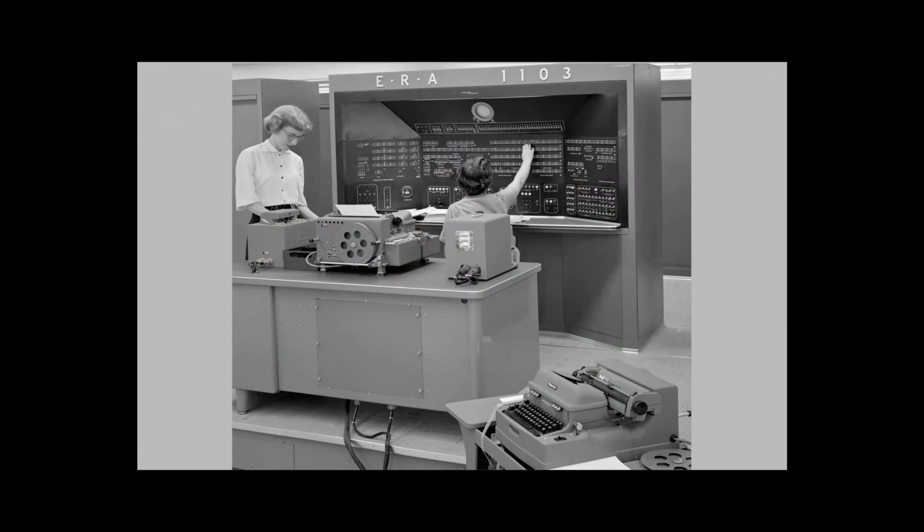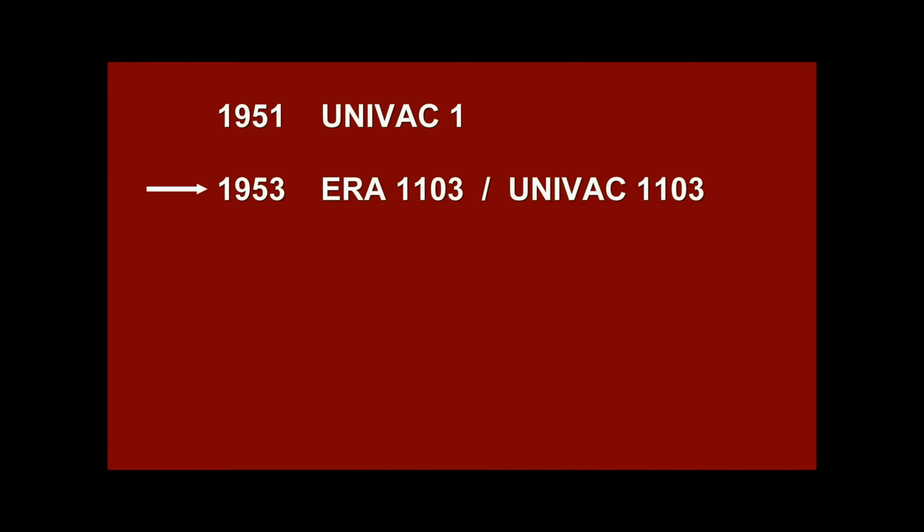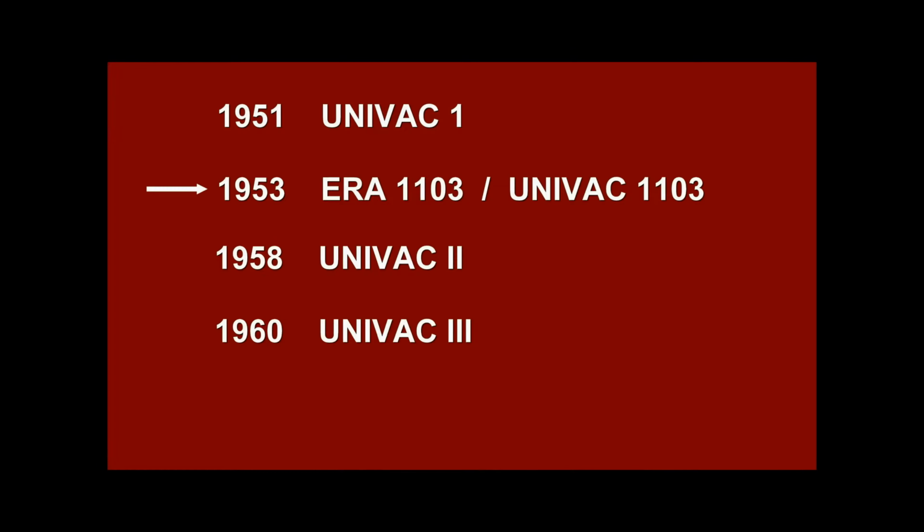In terms of the timeline of UNIVAC products, this computer was announced 2 years after the UNIVAC 1 of 1951, and before the UNIVAC 2 of 1958. It was a specialized machine, providing greater memory and power than the UNIVAC 1.